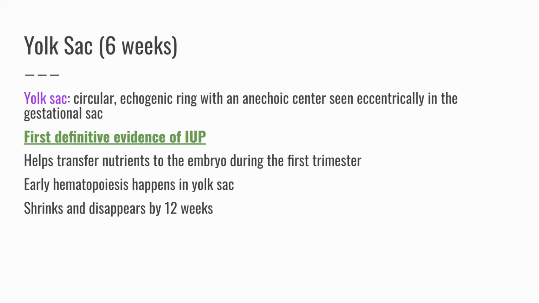It actually helps transfer some nutrients to the embryo during the first trimester, and some early hematopoiesis actually also happens in the yolk sac. It will shrink and disappear by 12 weeks, but most of your patients that you're kind of deciding whether or not there's an IUP or an ectopic are going to be in that 5, 6, 7, 8 week range. Hopefully you will see a yolk sac before it disappears. And once it's disappeared, there'll be many other things to prove that it's an IUP.